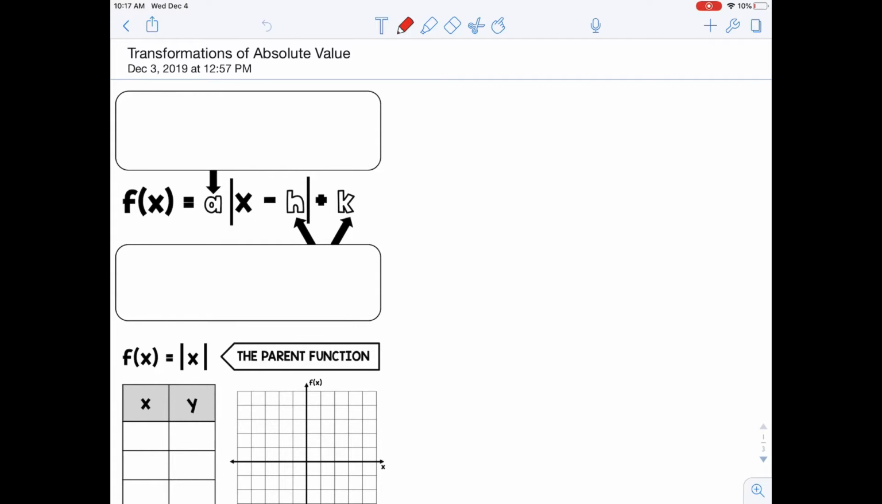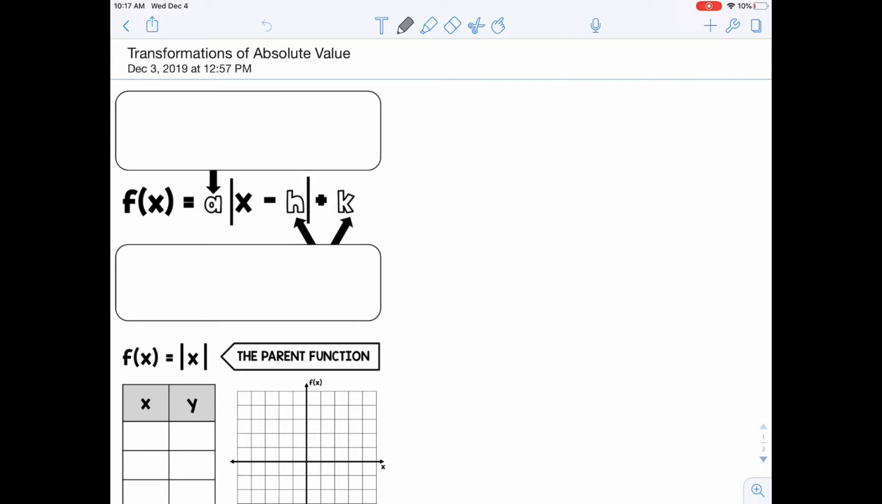All right, so today we're going to look at transformations and graphing of absolute value, which is just like when we did transformations of quadratics. So if you have your foldable in front of you, we're going to look at first what a, h, and k are, which is the same thing as quadratics. So the a value does two things basically.